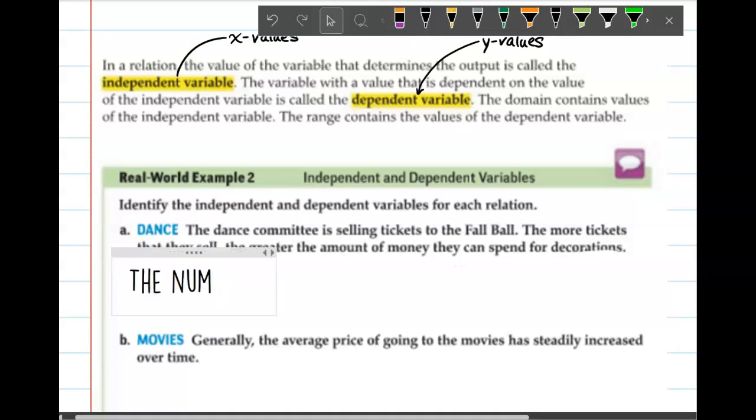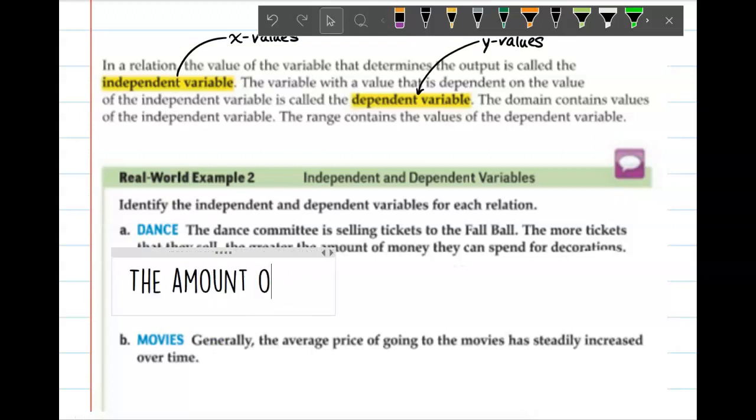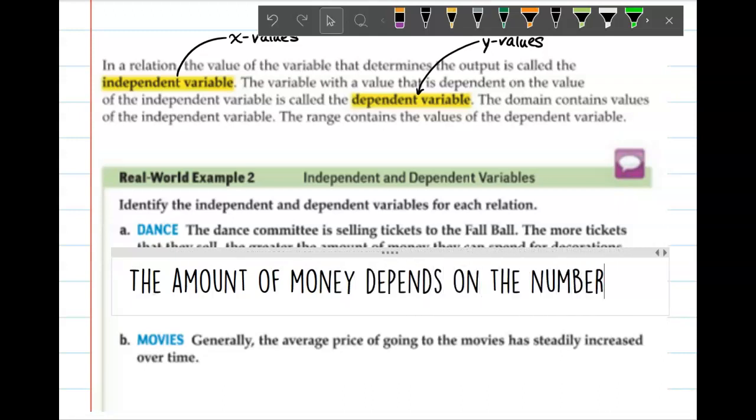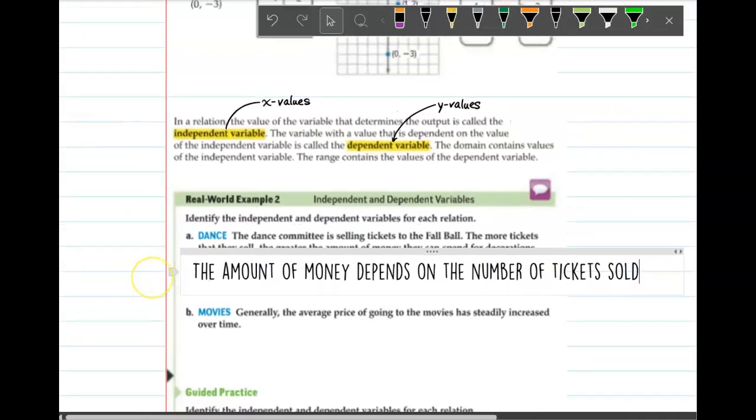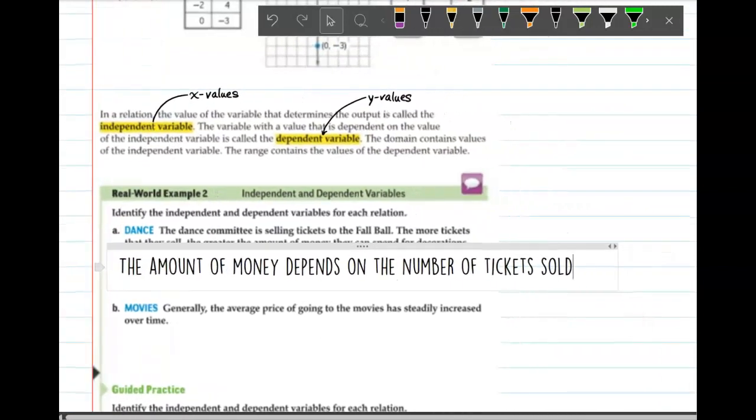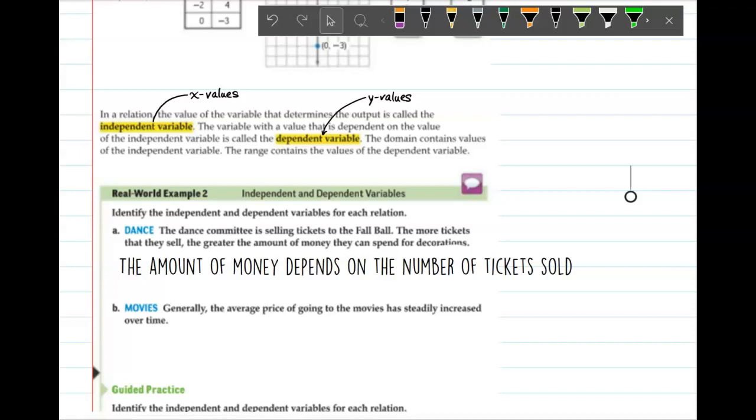The amount of money depends on the number of tickets sold. You cannot do it in reverse. The number of tickets sold doesn't depend on how much money they make. It only works in the one direction.